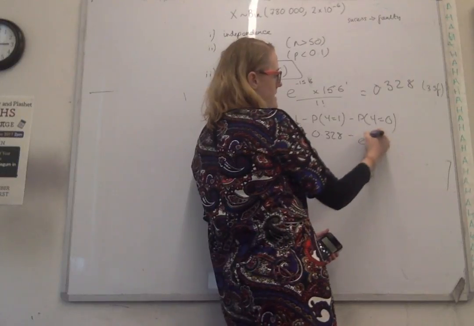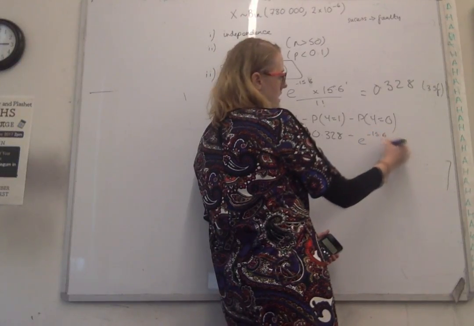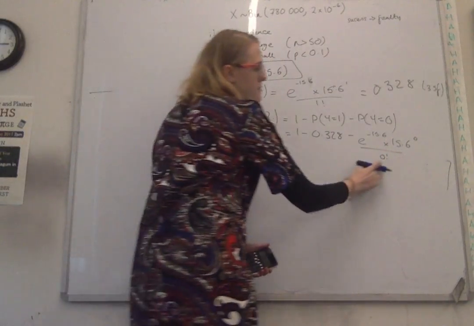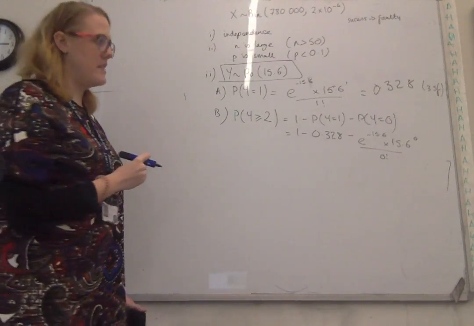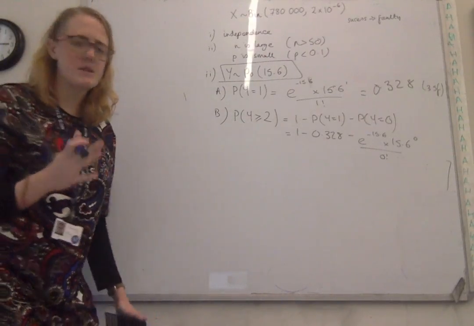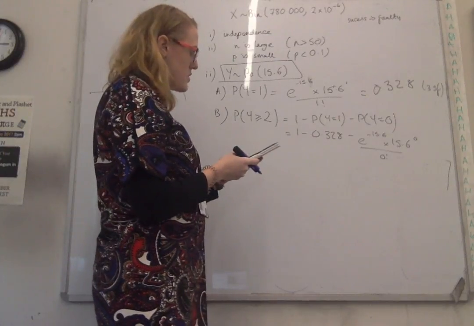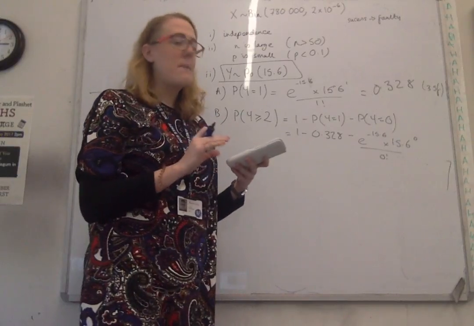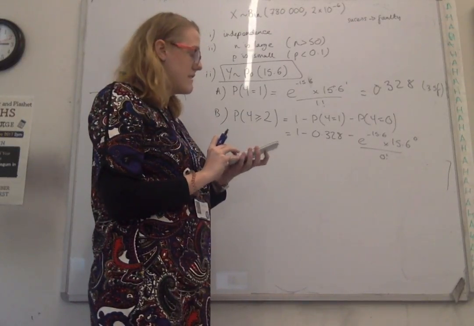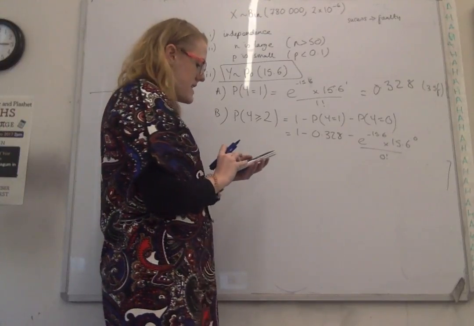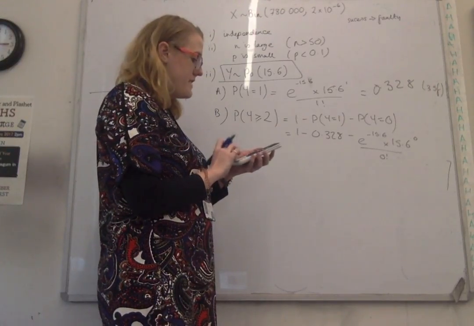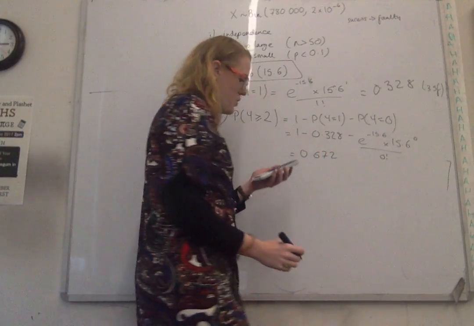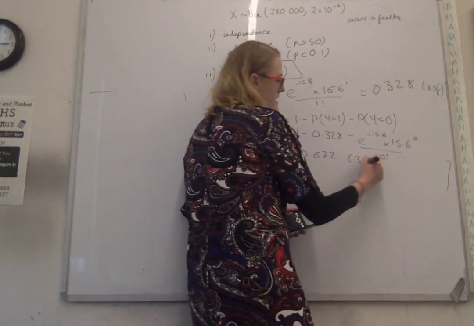So e to the minus lambda times lambda to the x over x factorial. Be careful not to be afraid of dividing by 0 factorial. 0 factorial is 1. I know it seems a bit strange, but it is, so it still works. So all I needed to do was 1, take away my answer, keeping the answer in my calculator rather than rounding it, taking away e to the minus 15.6, and we got 0.672, again to 3 significant figures.